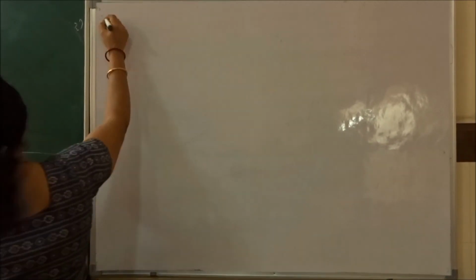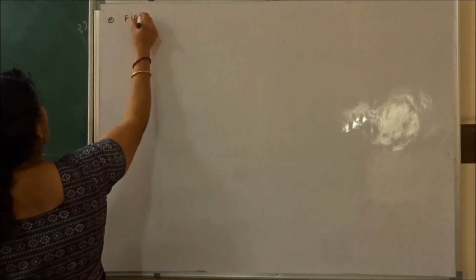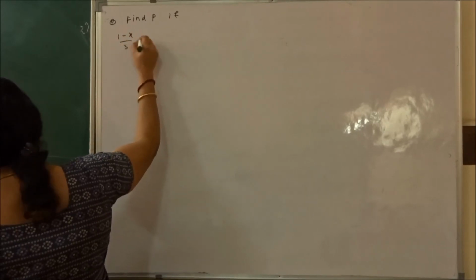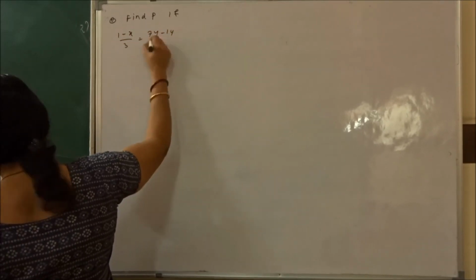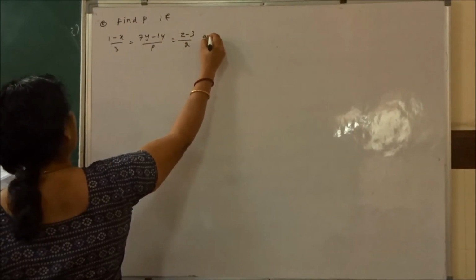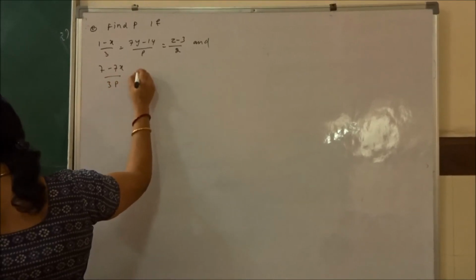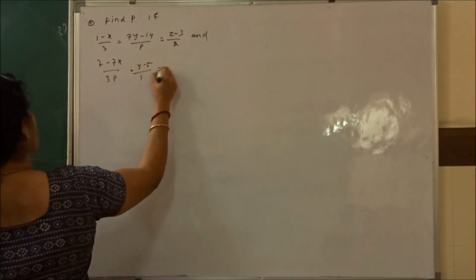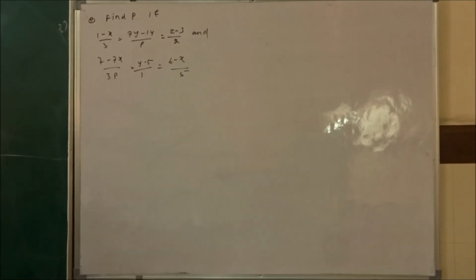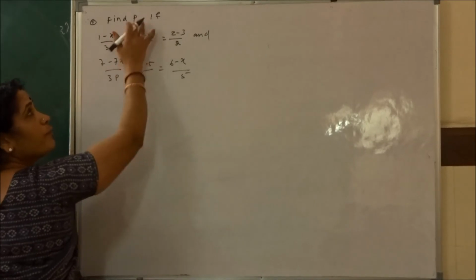This is also one of the repeated questions. Find p if 1 minus x upon 3 equal to 7y minus 14 upon p equal to z minus 3 upon 2, and 7 minus 7x upon 3p equal to y minus 5 upon 1 equal to 6 minus z upon 5 are perpendicular. This is also one of the most important repeated questions. They are saying both are perpendicular, find p.